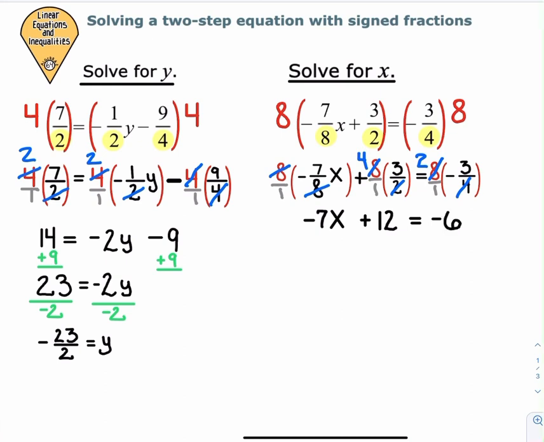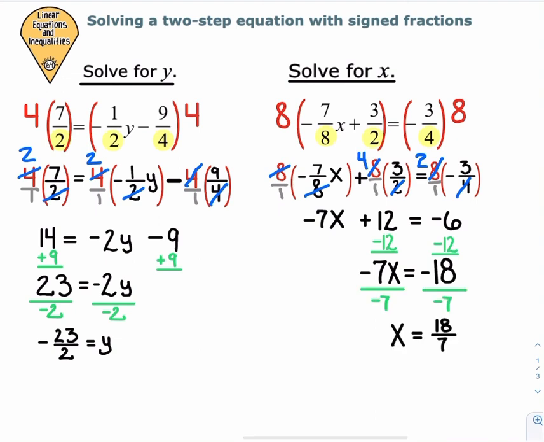Now we can move the letters to one side, numbers to the other. I subtracted 12 from both sides. Next, to get x by itself, I'm going to divide both sides by negative 7. And x equals, a negative divided by a negative is a positive, so our final answer is x equals 18 over 7.